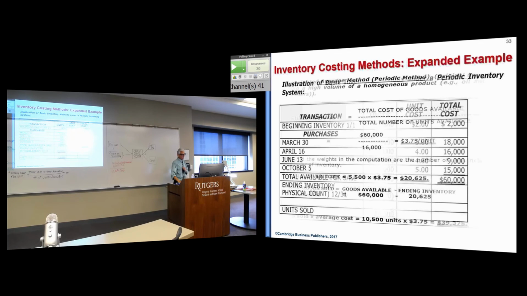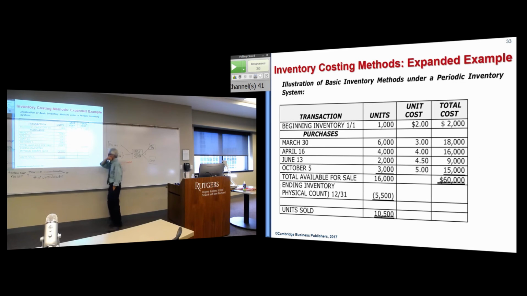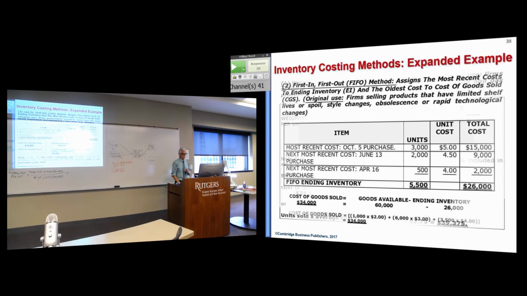If you wanted to go back, I'm going to show you that one more time. So if you wanted to do it this way, last in, first out, 3,000 at 5, 2,000 at 4.50, 4,000 at 4, so that's what, 5, 9, and 1,500 at 3, that would give you the cost of goods sold. If you counted up the table, the most recent. Now, either way, whatever you feel comfortable with is correct.